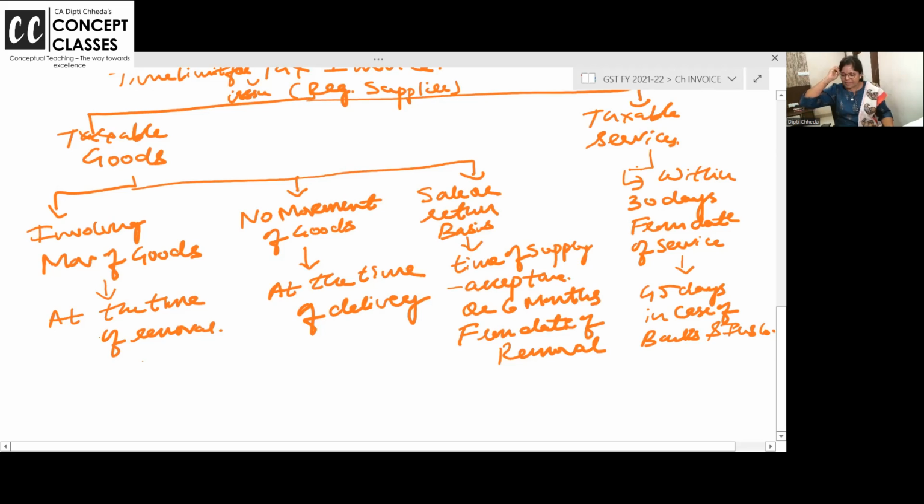In case of goods involving movement, the day goods are removed; with no movement, the day delivery is given; on sale or return basis, you all know. The time of supply means the date you accept it or 6 months. 6 months time is enough now for you to accept. Chalo, now I begin reading the chapter.